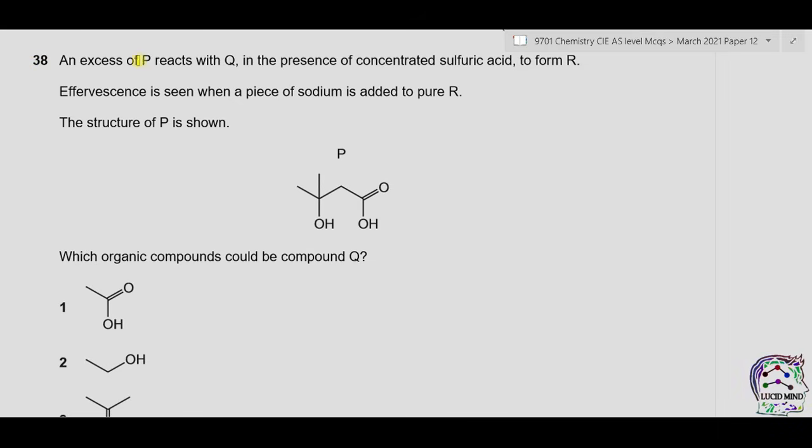Question 38. An excess of P reacts with Q in the presence of concentrated sulfuric acid to form R. Effervescence is seen when a piece of sodium is added to pure R. The structure of P is this. We have a carboxylic acid functional group. We also have an alcohol functional group. Which organic compounds could be compound Q?